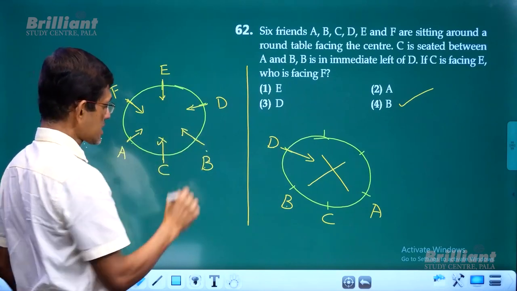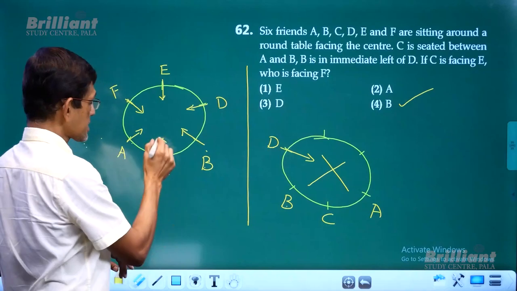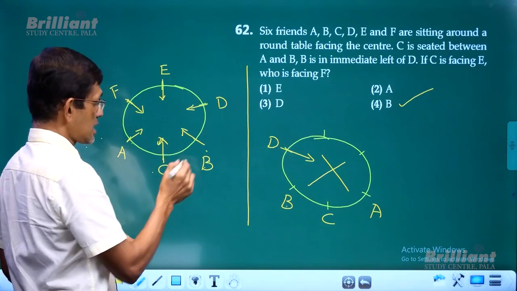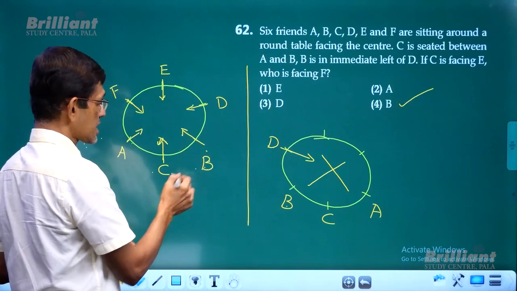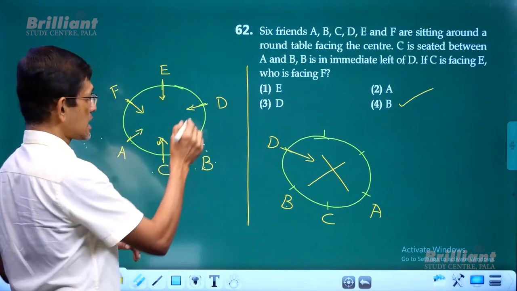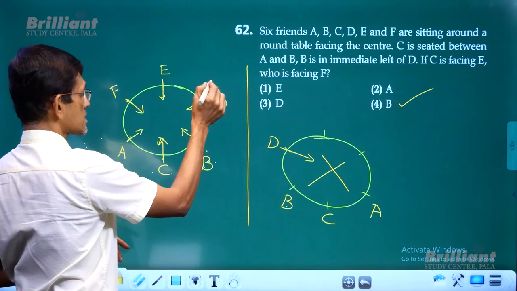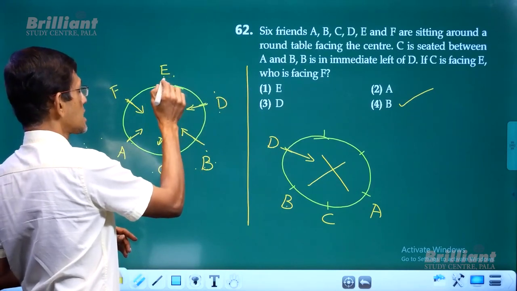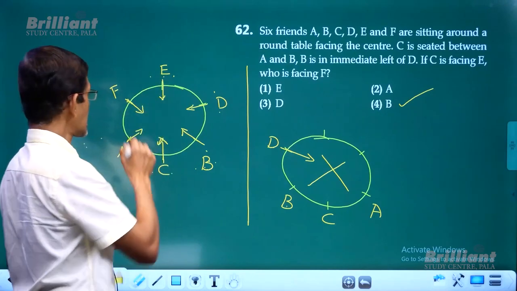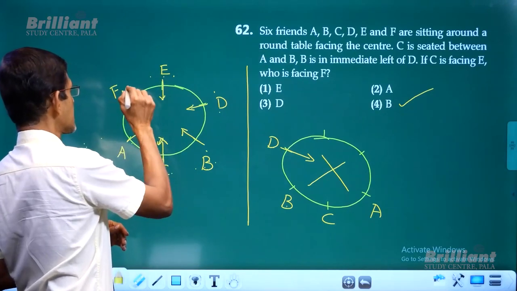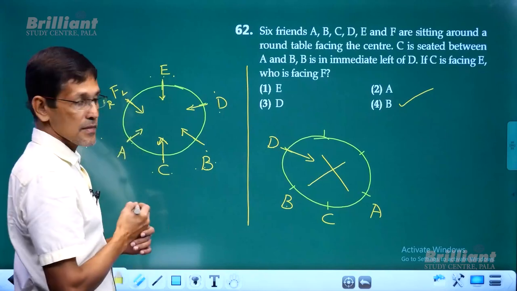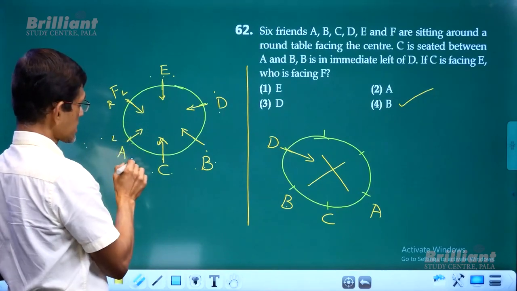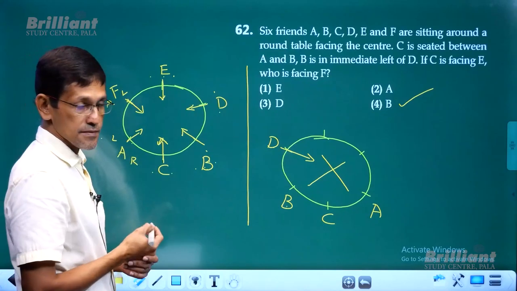Since they are facing the center, for C, if C is facing the center, this is the left-hand side of C and this is the right-hand side of C. B is facing the center. This is the left-hand side of B. This is the right-hand side. And D is facing the center. This is the left-hand side. This is the right-hand side. And E is facing the center. So this is the left-hand side and this is the right-hand side. And F is facing the center. This is the left and this is the right. And A is facing the center. This is the left and this is the right. That's how it is.